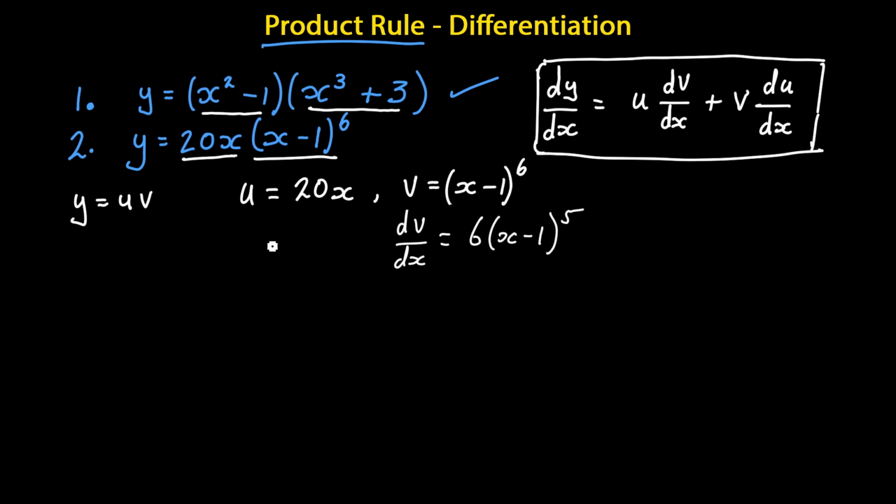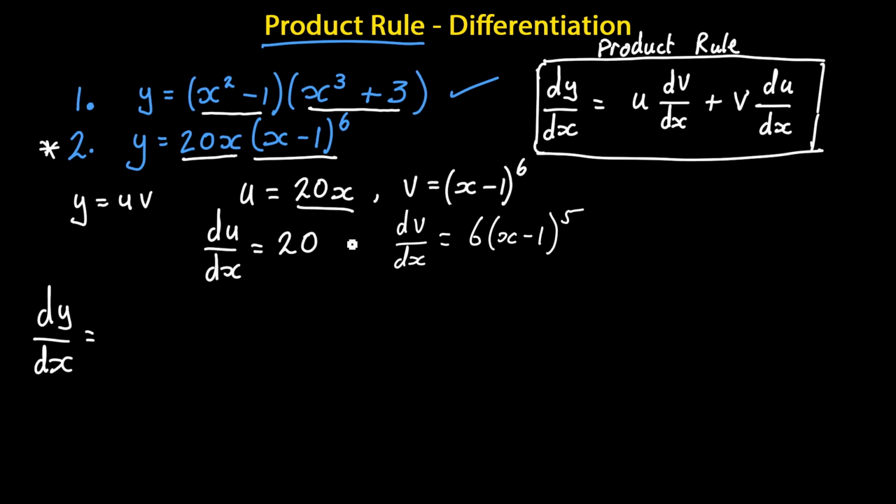Okay, so we've got step 1 out of the way. Now we need to have a look at the equation u is equal to 20x. Now we can simply use the power rule to find the derivative of this equation. So du over dx is equal to 20. So we've got the value of u, we've got the value of v, and we've got the derivatives of both these equations. Now using the product rule, we can finally find out what the derivative is for y is equal to 20x multiplied by (x minus 1) to the power of 6.